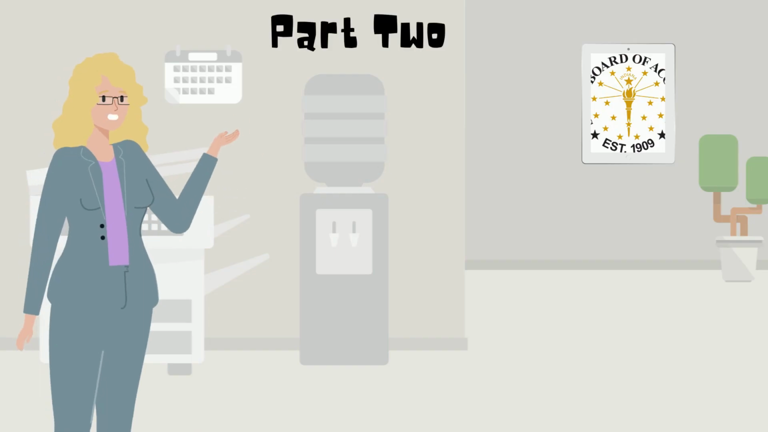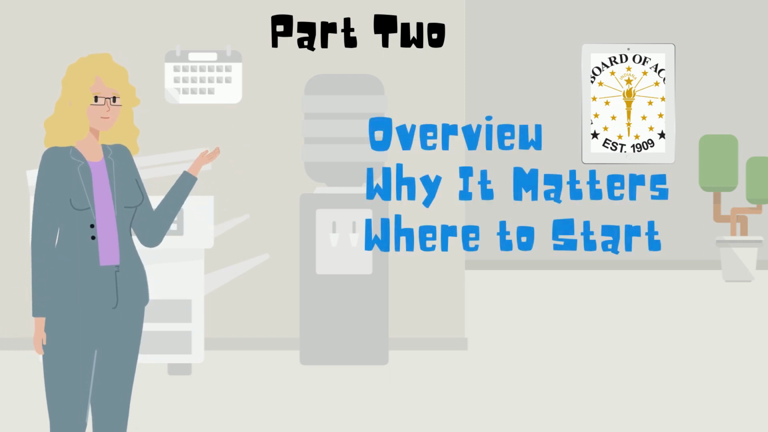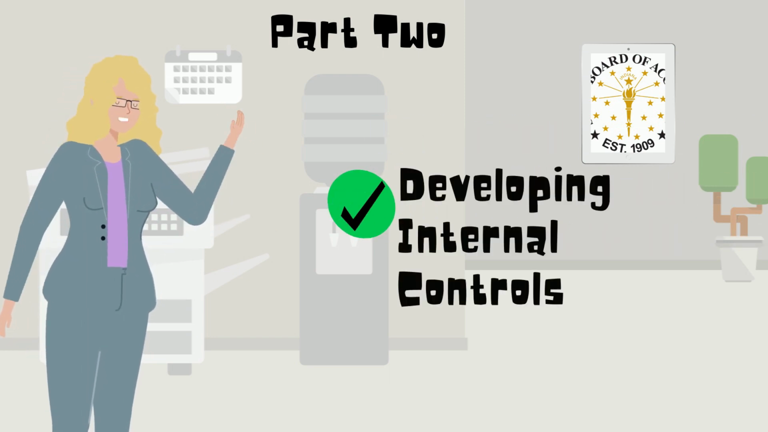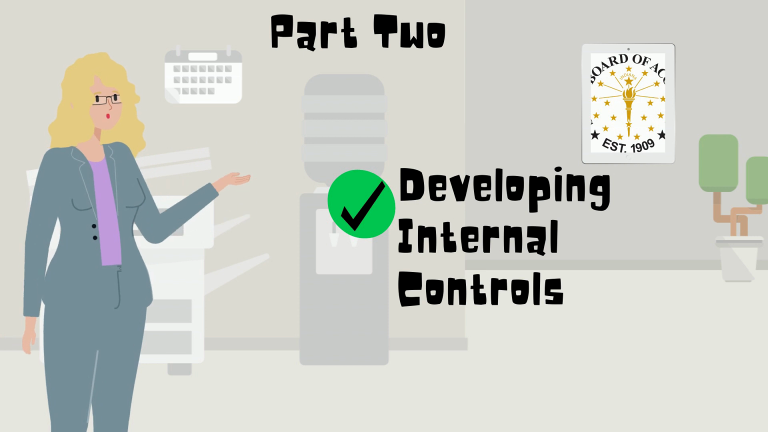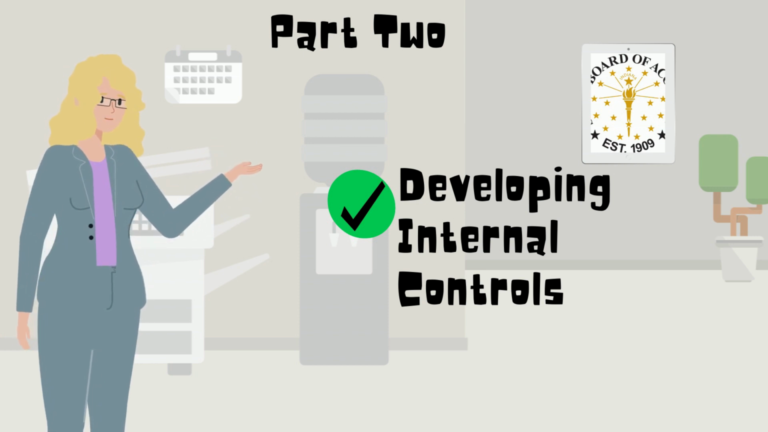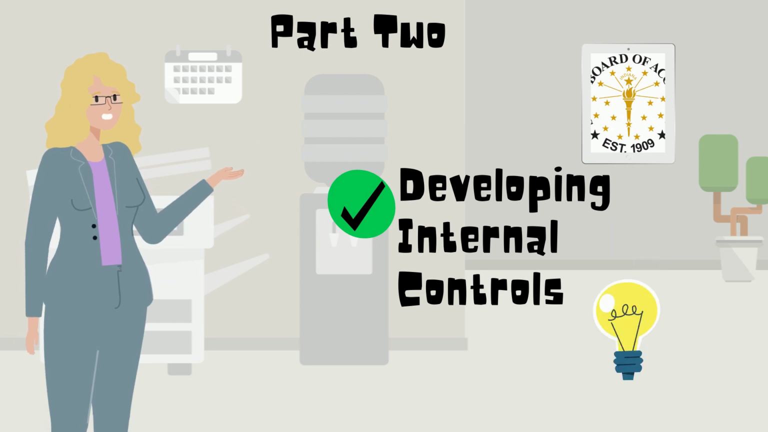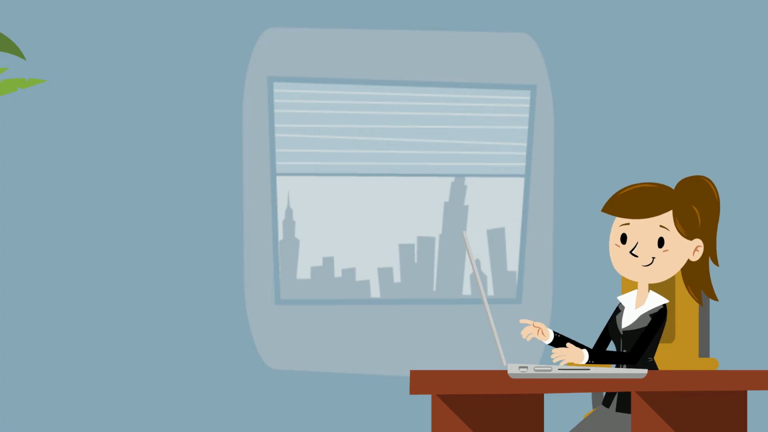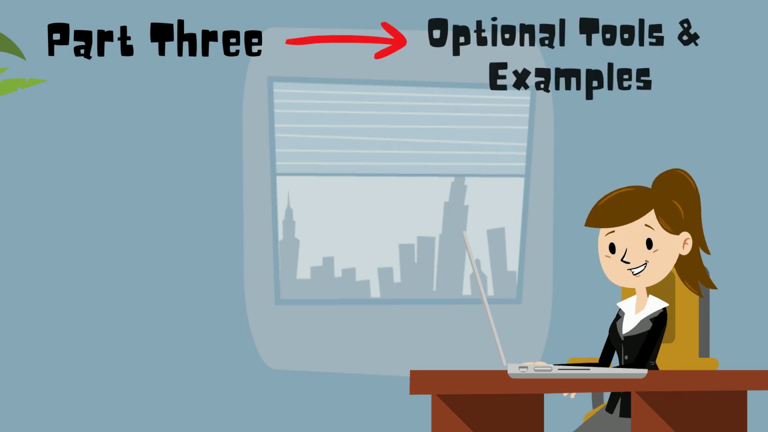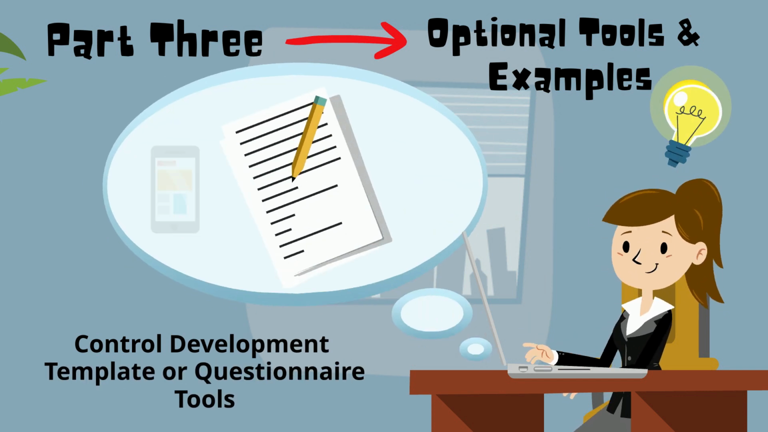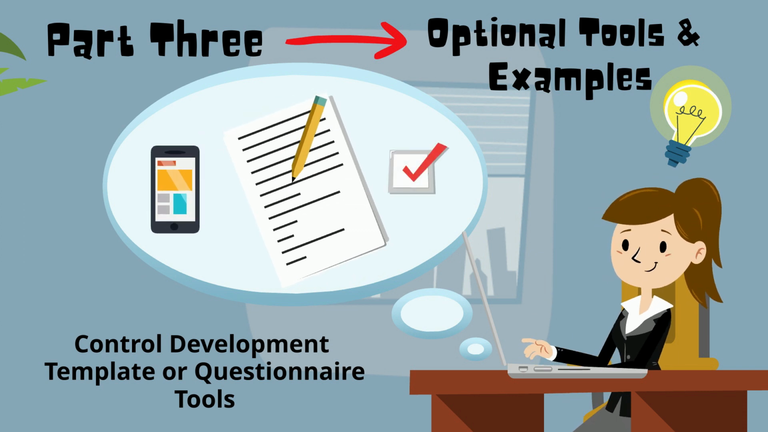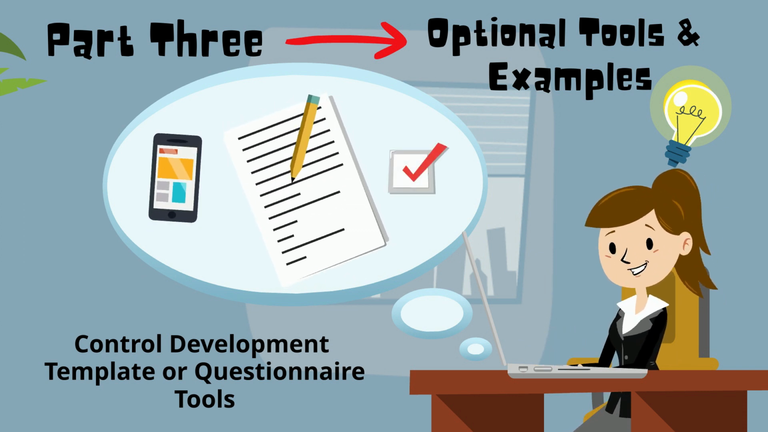So back to Part 2, we have covered the overview, why it matters, and where to start. Developing internal controls comes next. You may decide that additional controls are necessary. You can use the steps outlined in the Developing Internal Controls section to generate ideas on the best approach for your agency. In Part 3, you will find optional tools corresponding to steps in the Developing Internal Controls section. The control development tools provide ideas for control activities, information and communication and monitoring processes for identified risks or needed improvements. Example controls are also provided.